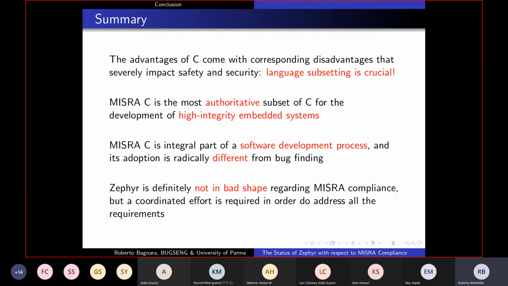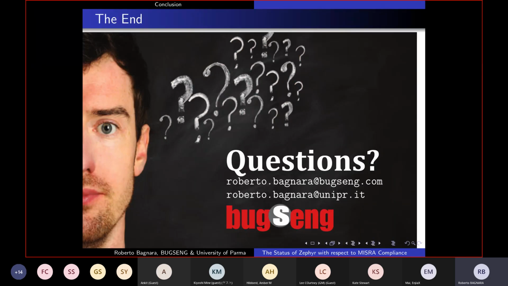Whereas Zephyr, I think it's doable. It requires a coordinated effort, but I think it's perfectly doable, and I think that the project overall is in very good shape from this point of view. Okay, so if you have questions.